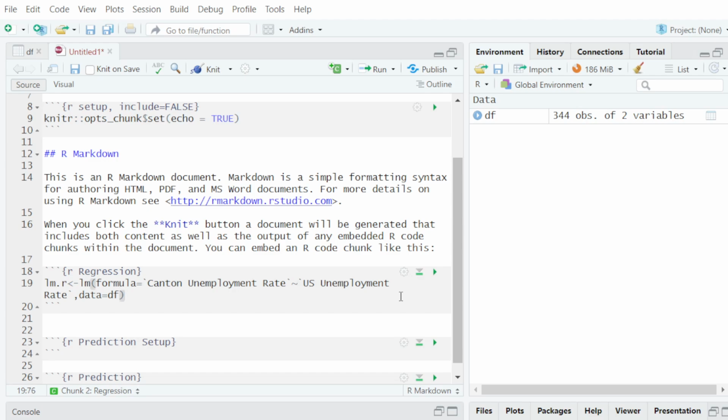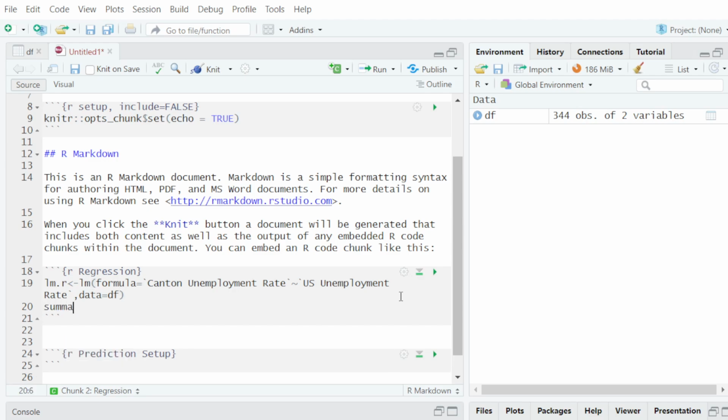Now, if we only run this by itself, we'll get no output because all it's going to do is run that linear model and store it in lm.r. So it'll just create this lm.r, but we won't see anything. So in order to see something, I want to have one more line that is summary lm.r. Right, so that is going to summarize whatever is inside of that. In our case, it's regression results. And so let's go ahead and run that.